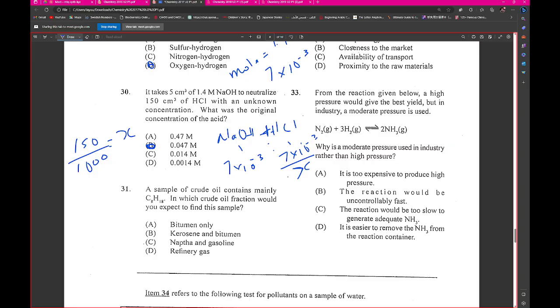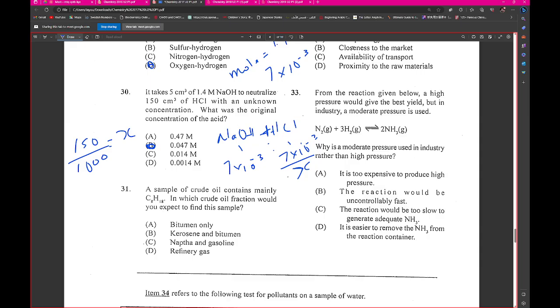Alright, a sample of crude oil contains mainly this molecule. What is that molecule? Somebody name it. Put a name to it, please. Is it octane? Yeah, I'll go with that. So we have 8 carbons. Well, if it's 8 carbons, it's probably pentane, isn't it? Alright, so let's look at this.